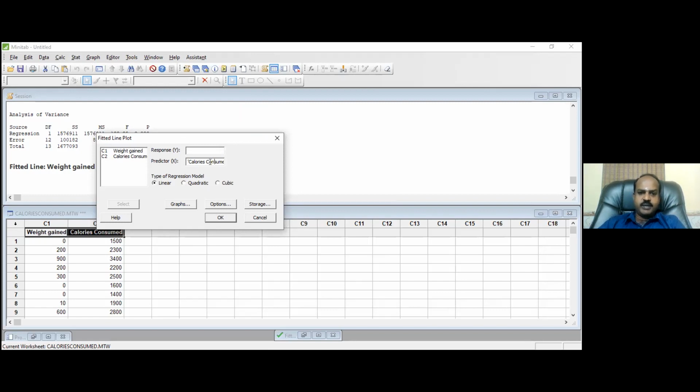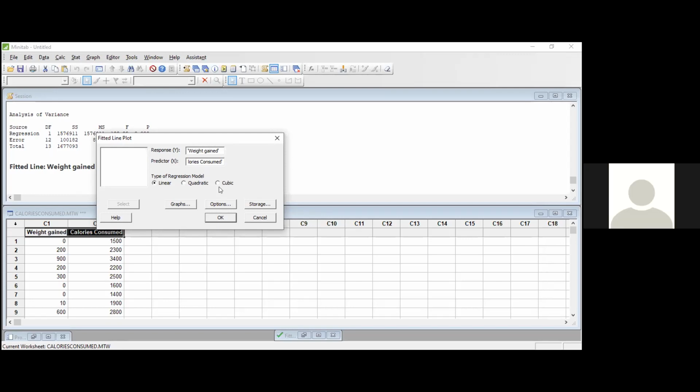Now tell me, what is your y variable in this case? You have two things. Weight gain is your y variable or calorie consumption is your y variable. Weight gain is your y variable. Select it. And the x variable, also known as predictor, is your calories. Select that. Now, do you have any idea what kind of regression model will be the best fit? Will a linear model help you, or a quadratic model, or a cubic model?